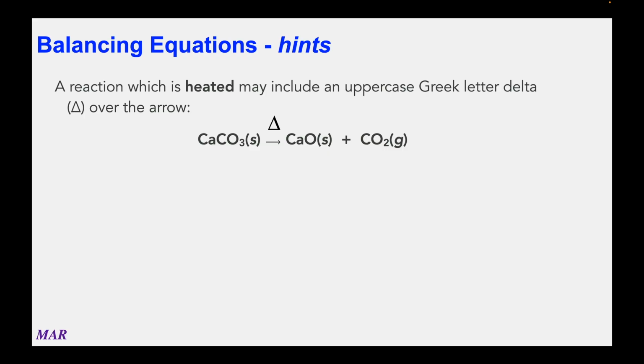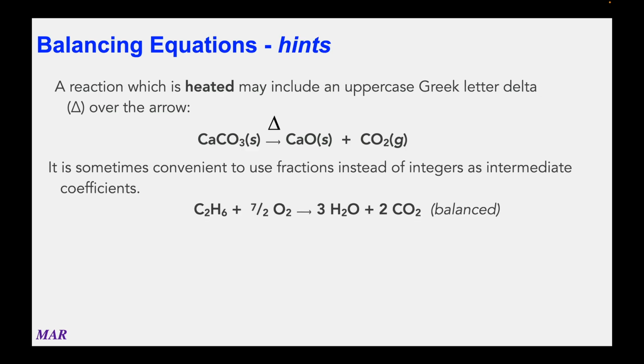Sometimes you'll see a little triangle over the arrow. That usually means that the reaction has been heated, all right? So if you see a reaction with a little triangle over it, that just means that heat has been added. So calcium carbonate breaking down to calcium oxide and CO2 will happen, but you have to add some heat to it. That's what it tells the chemist.